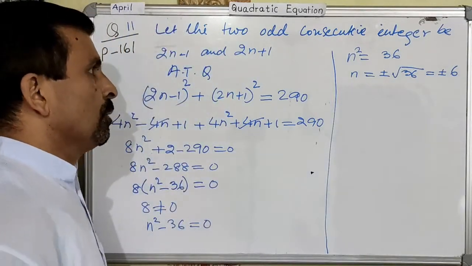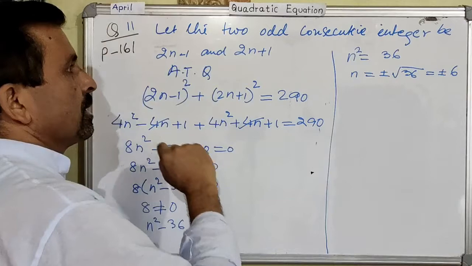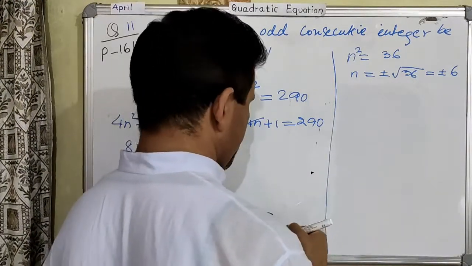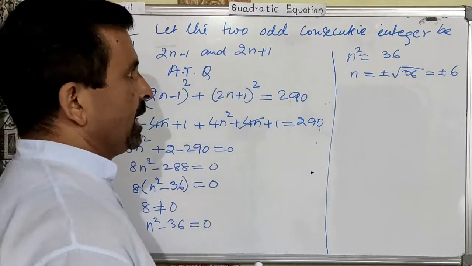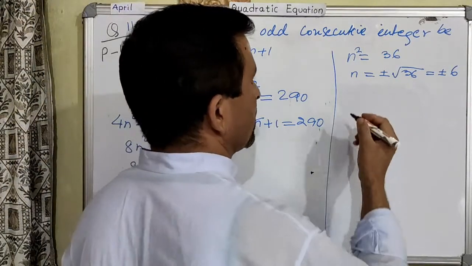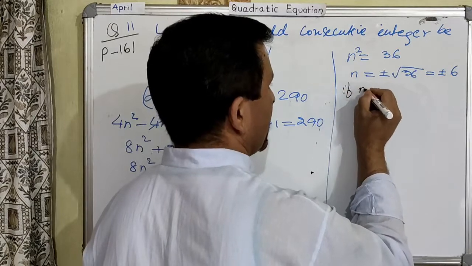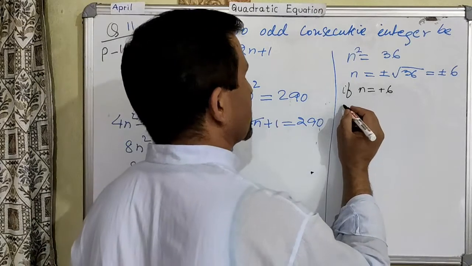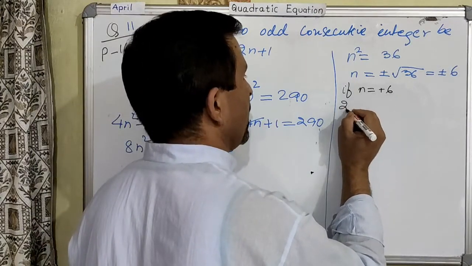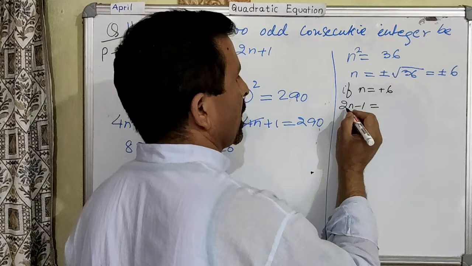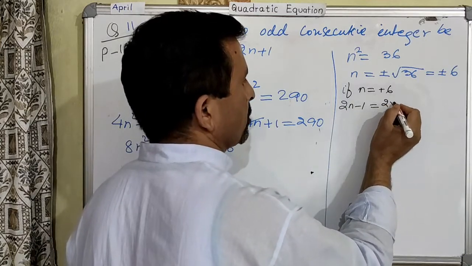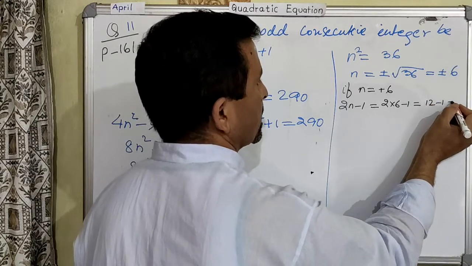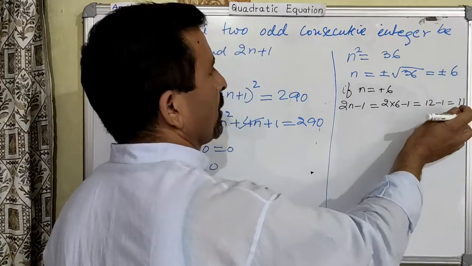Is it okay? Now with the help of this value we will find out the two integers. So we will get two sets of answers. First one will be if n is equal to positive 6. If n is equal to positive 6, then in that case the first odd integer will be 2n minus 1, now put the value of n. So 2 into 6 minus 1 is equal to 12 minus 1 is equal to 11. So this will be your first odd number.